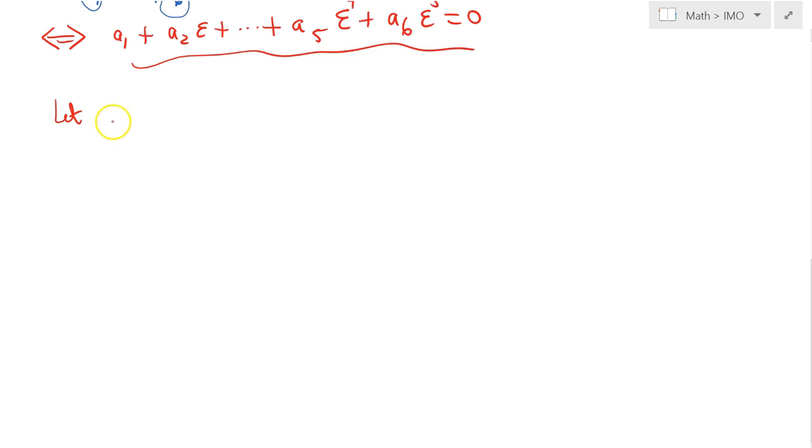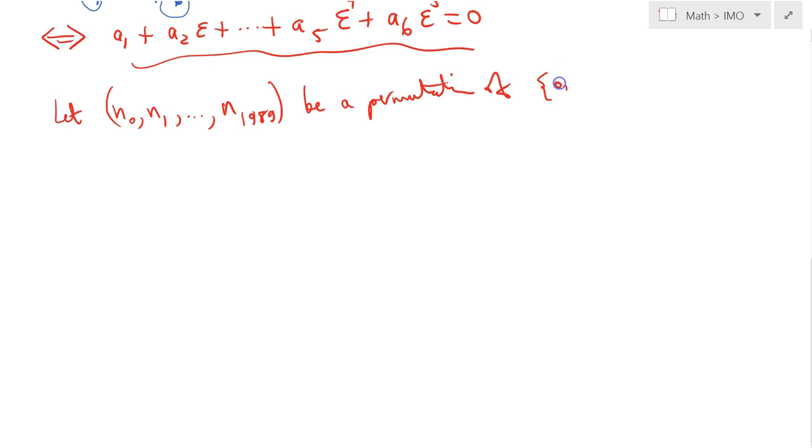Let n sub 0, n sub 1, all the way to n sub 1989 be a permutation of the following numbers, the numbers 0, 1, all the way to 1989, and they also satisfy the following thing. Let me write that down, and then let's discuss this.